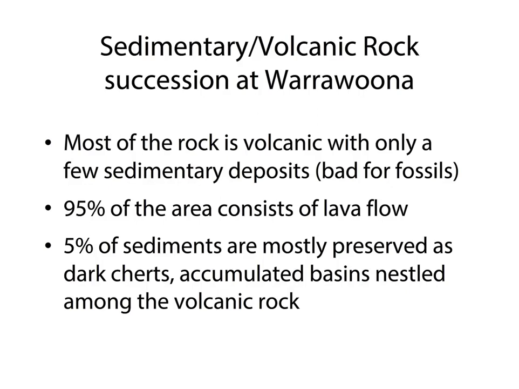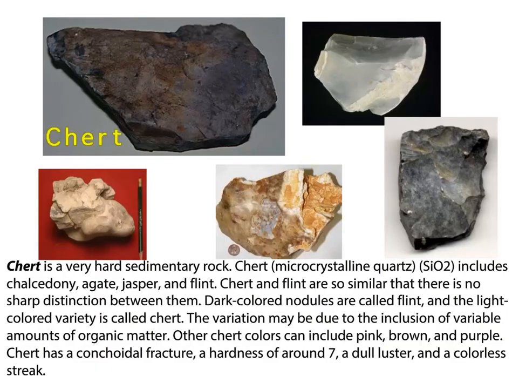However, 5% of the sediments are mostly preserved as dark cherts. They were accumulated in basins among the dark volcanic rock, and that is where some of the oldest rocks from the Earth exist today. Okay, so just keep in mind that there's not a lot of them, but what's there is pretty interesting. When it comes to what was in those early rocks, okay, we do not have a complete picture at all. We don't even have close to a big picture, okay? So what I'm going to do is describe what we do know about the rocks, keeping in mind it's like pieces of a puzzle when 99% of the puzzle's missing.